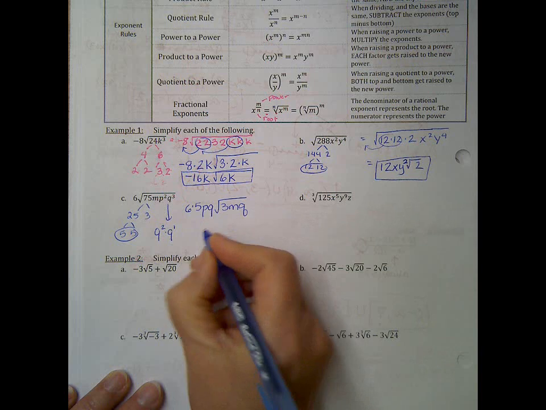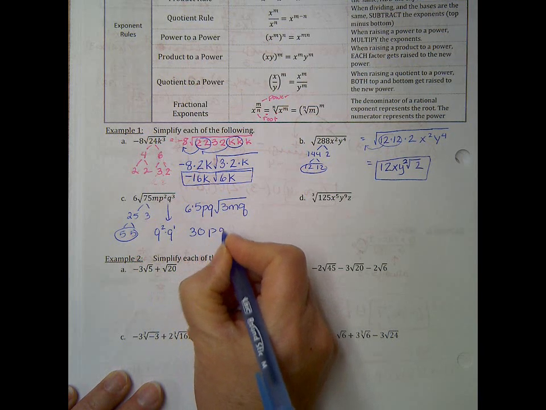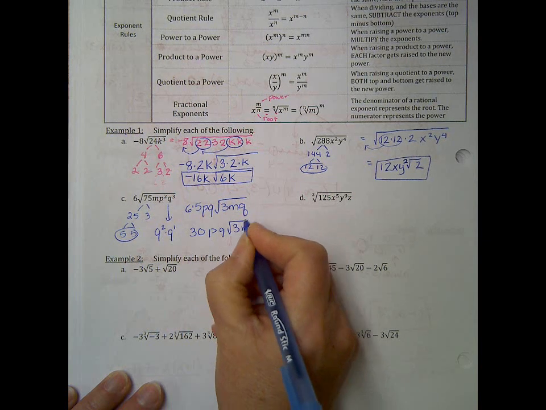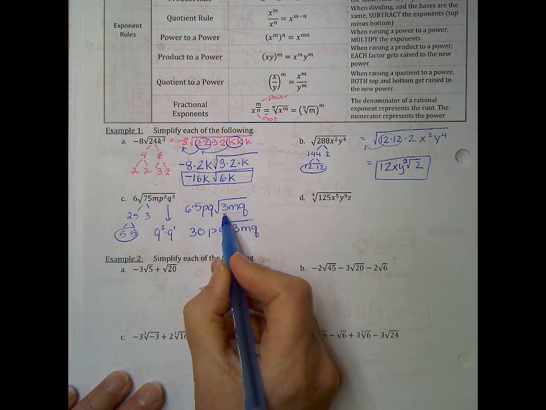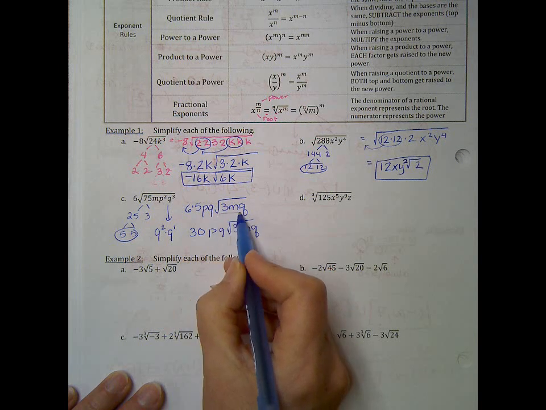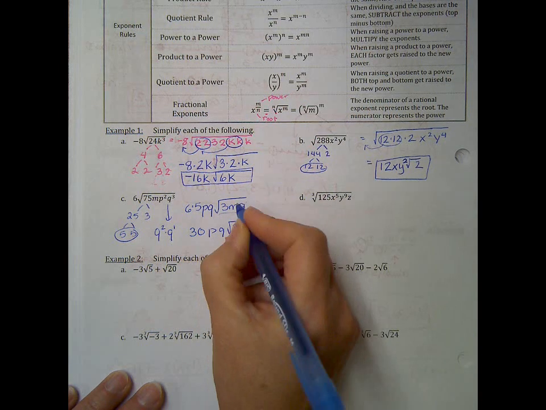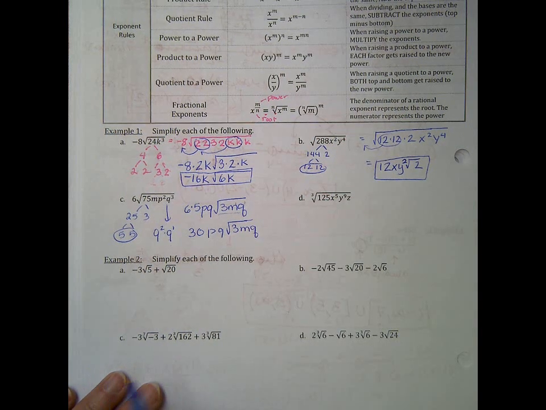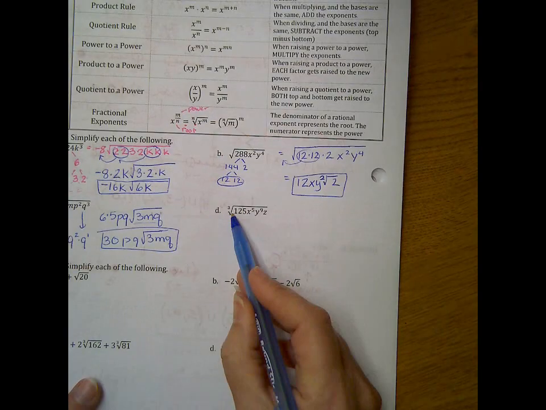Now I clean it up a little bit. 6 times 5 is 30, pq square root of 3mq. So when you finish, always look and make sure there's no perfect squares in here, nothing divisible by 4 or 16 or 25. And you should never have more than just something to the first in here as far as your variables, because if so, then there was more than could have come out. So that's our answer.